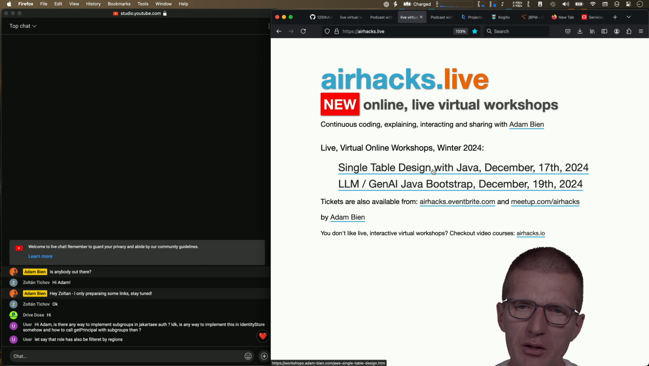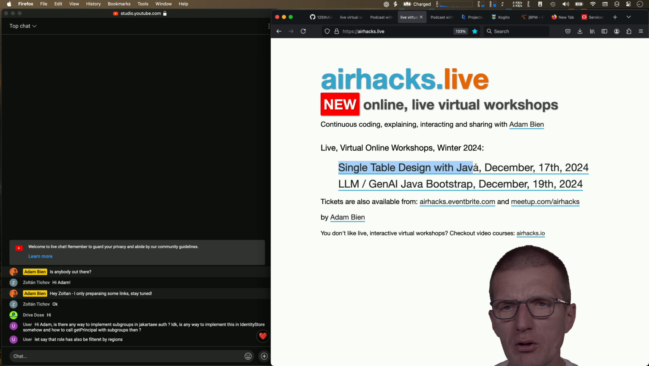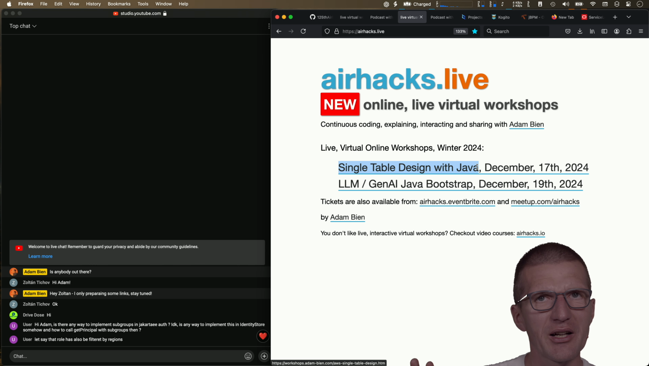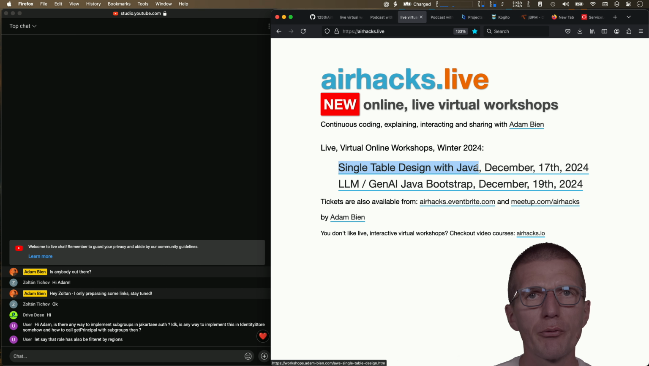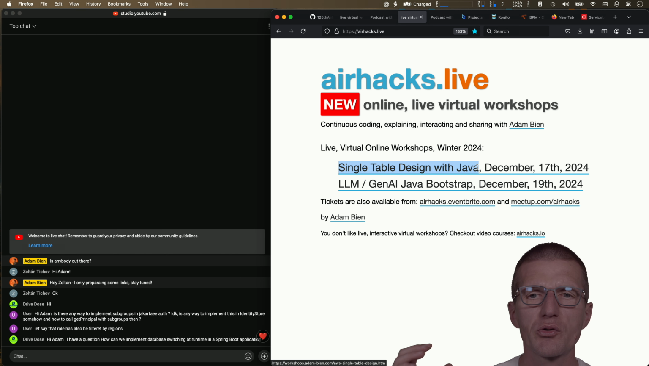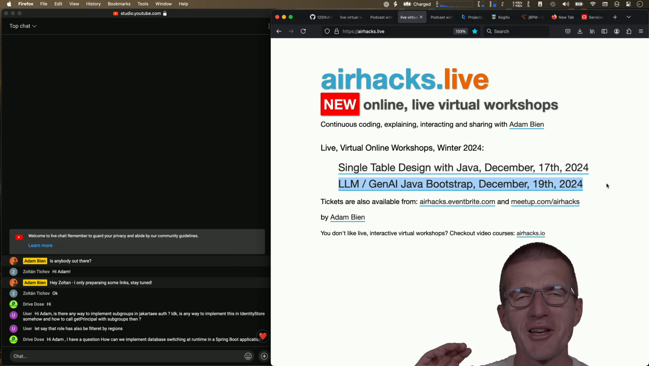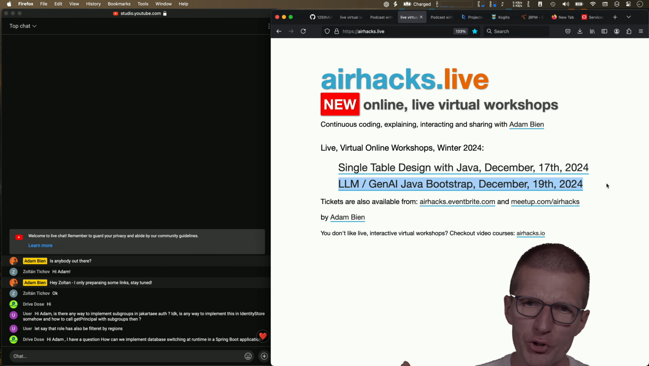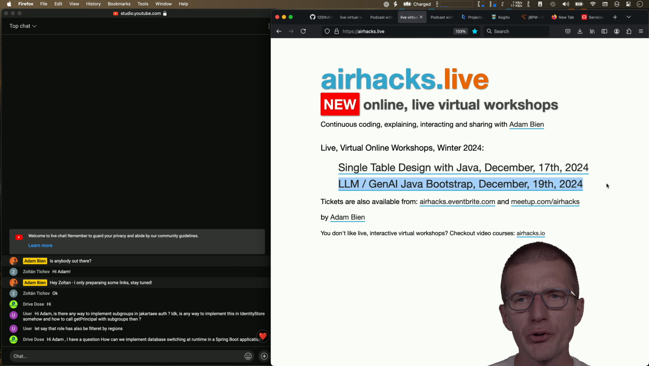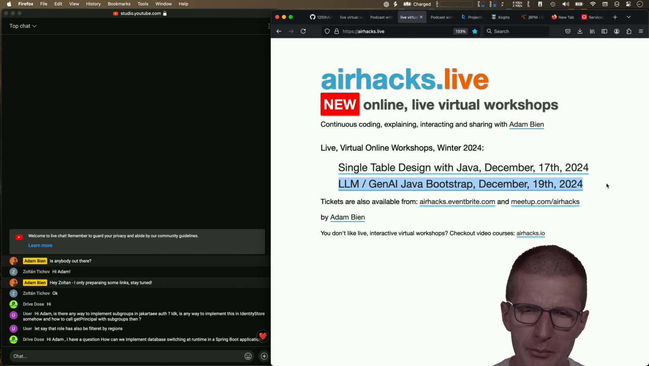Single table design with Java, so just focusing on DynamoDB and Cassandra, maybe Apache Cassandra, but only on the two databases, and we'll fully focus just on single table design, how to map relations between Java objects to NoSQL databases. And the other one will be a cloudless workshop. We'll just focus on Java, maybe mention a bit the cloud, but focus on Java LLMs, how to work with LLMs and integrate the LLMs.